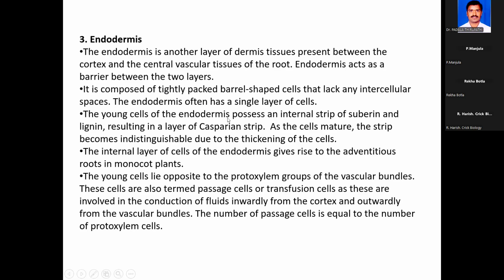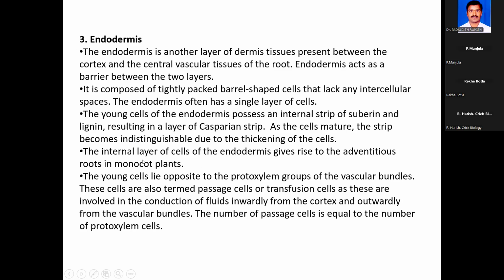The young cells of the endodermis possess an internal strip of suberin and lignin, which results in the layer of Casparian strip. This is also a special character which is seen in the roots. As the cells mature, the strip becomes indistinguishable due to the thickening of the cells.